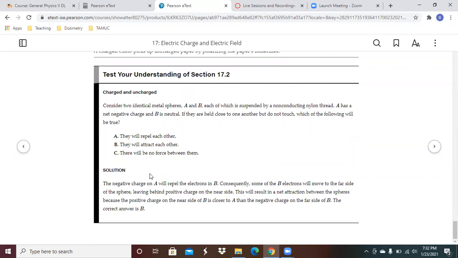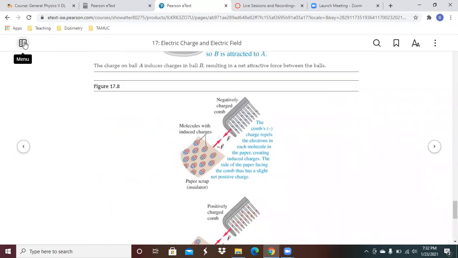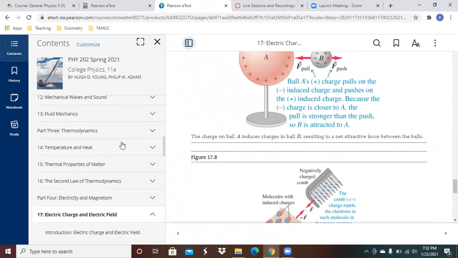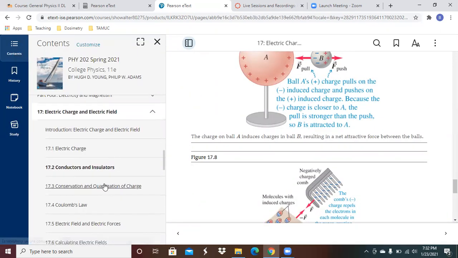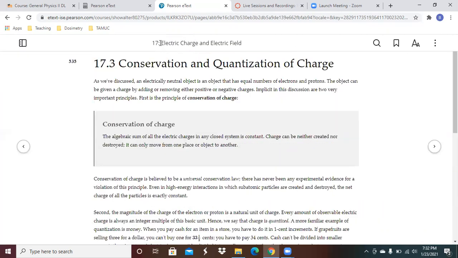So there you go. I also invite you to go over this, but for now, we need to go to 17.3. It's a short section, so I wanted to go ahead and include it with this. An electrically neutral object is an object that has an equal number of electrons and protons. The object can be given a charge by adding or removing either positive or negative charges.